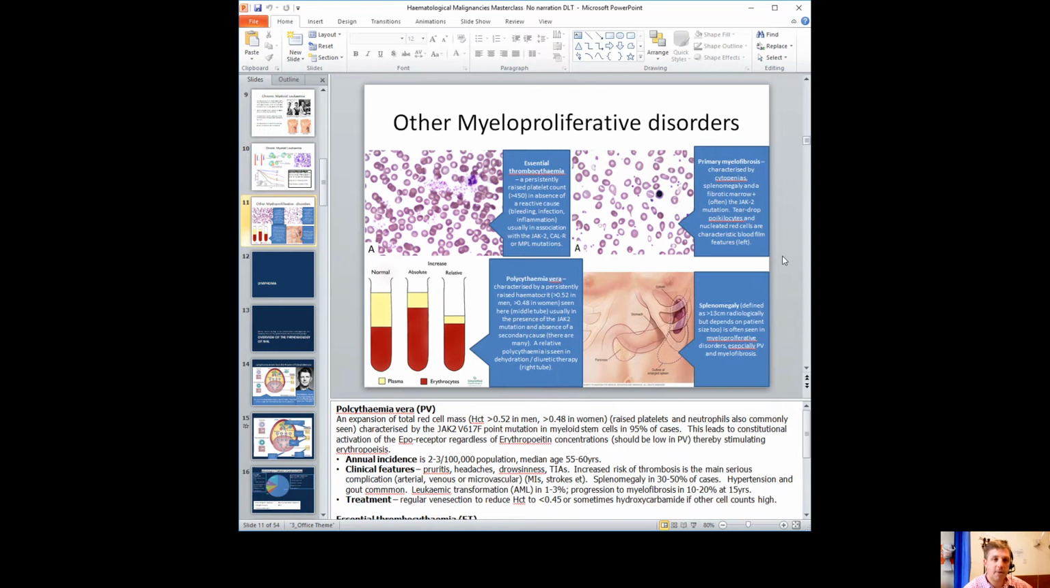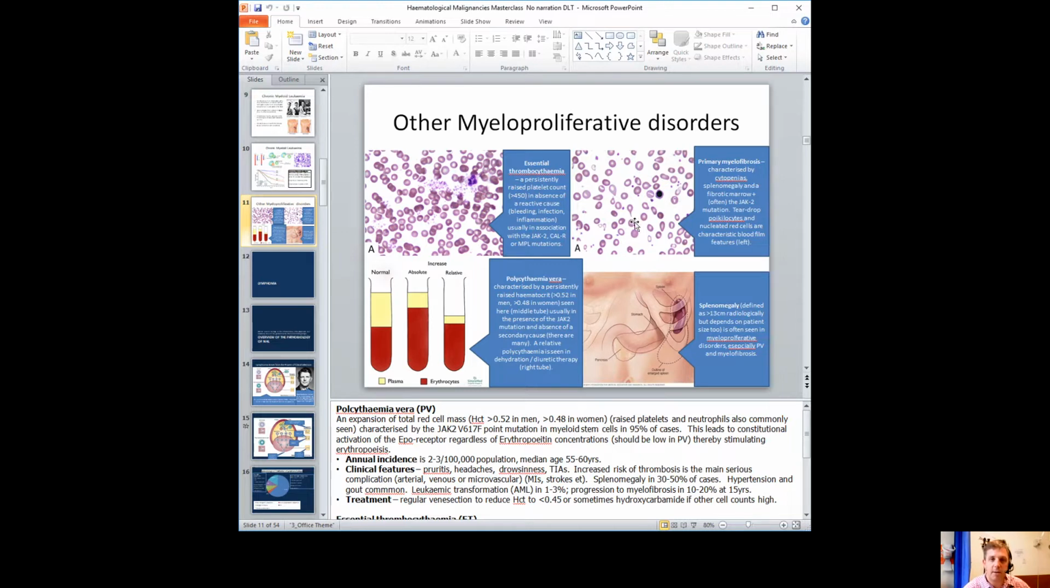There are other myeloproliferative disorders, essential thrombocythemia, too many platelets in the peripheral blood, usually caused by a mutation in something called JAK2, or there are other mutations. It presents sometimes with bleeding or clots because of high blood platelet levels, which are persistent, and it's treated with cytoreductive therapy, so reducing the platelet count, usually with a drug called hydroxycarbamide.